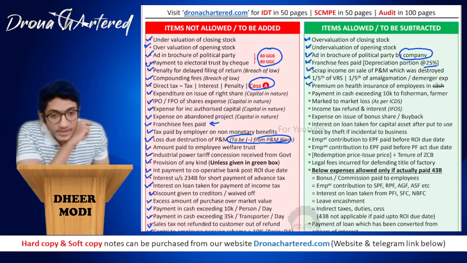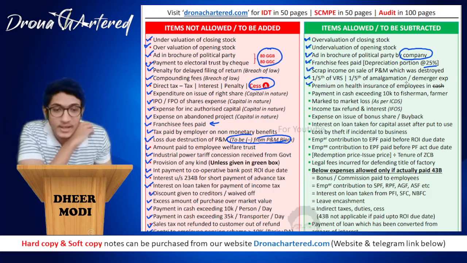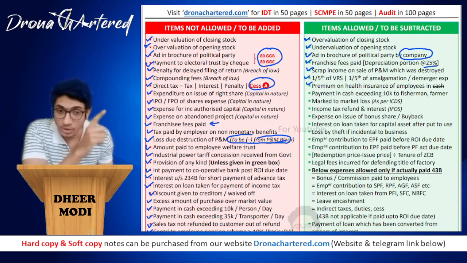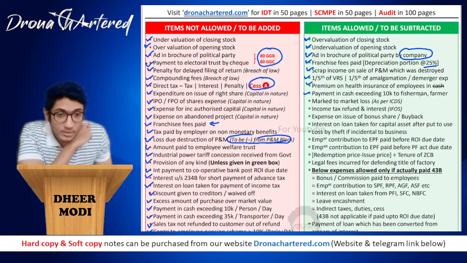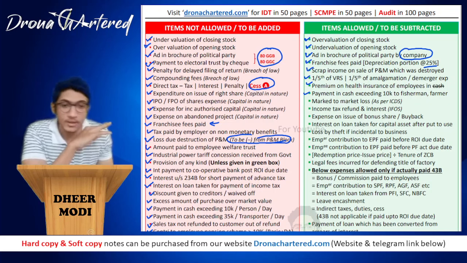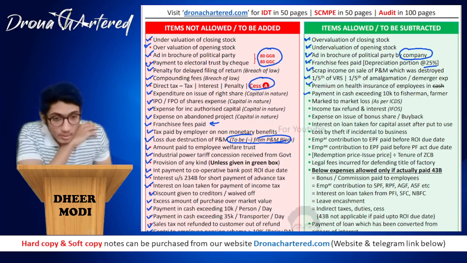Next is premium on health insurance of employees. It should not be made in cash, otherwise it is okay. So you will get a deduction if you have paid health insurance of employees, but it should not be in cash. Any payment in cash exceeding 10K to a fisherman or farmer is allowed. You have to remember that, even though we studied payment to any person greater than 10K is not allowed, it is allowed if the person is a fisherman or a farmer.